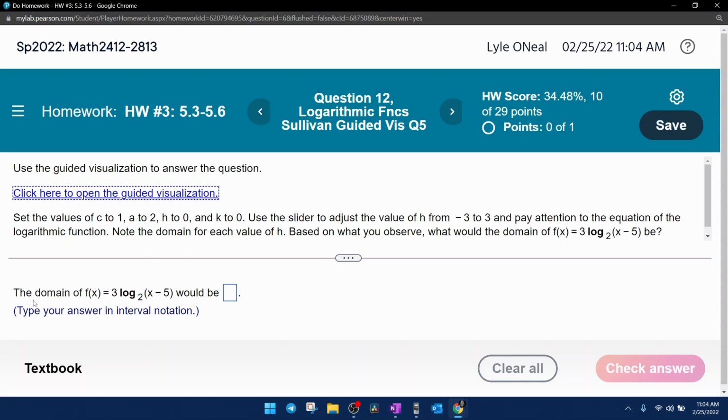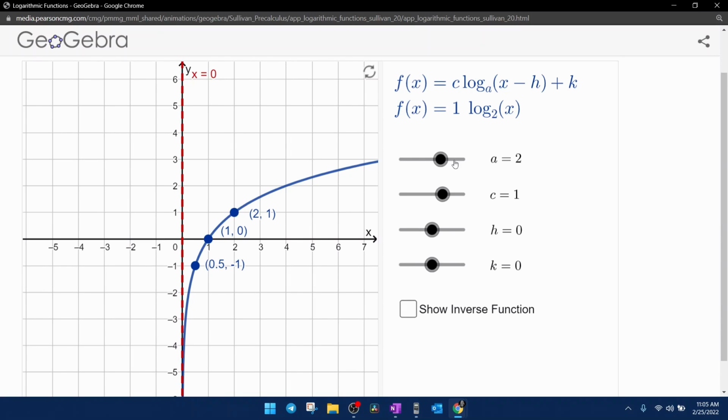So if you read down here, it says the domain of this function given would be, and so we need to focus on what the domain of a logarithmic function is based on changing h from -3 to 3. So if we set our sliders A to 2, C to 1, H and K both to 0, again mine are already set to the values they ask, we can see that the domain of this function is going to be from 0 to infinity.